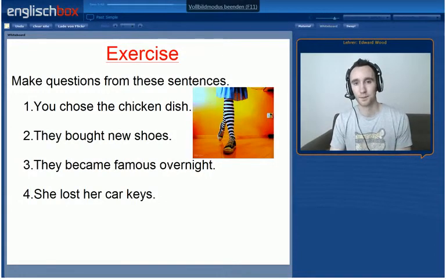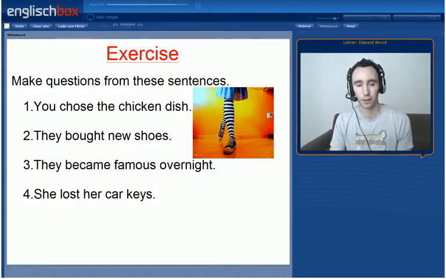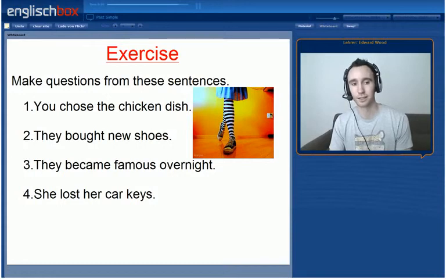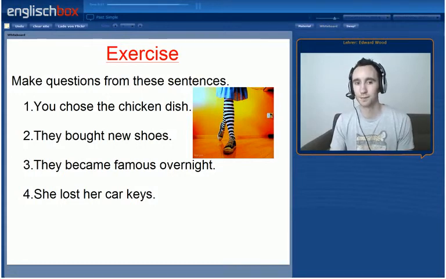Okay. I looked at and studied those irregular verbs. We have a quick exercise for you. So here you have four sentences, all with irregular verbs, and you have to change these sentences once again into question forms. So you have: you chose the chicken dish, they bought new shoes, they became famous overnight, and she lost her car keys. So pause the video again, and then we'll look at the answers.